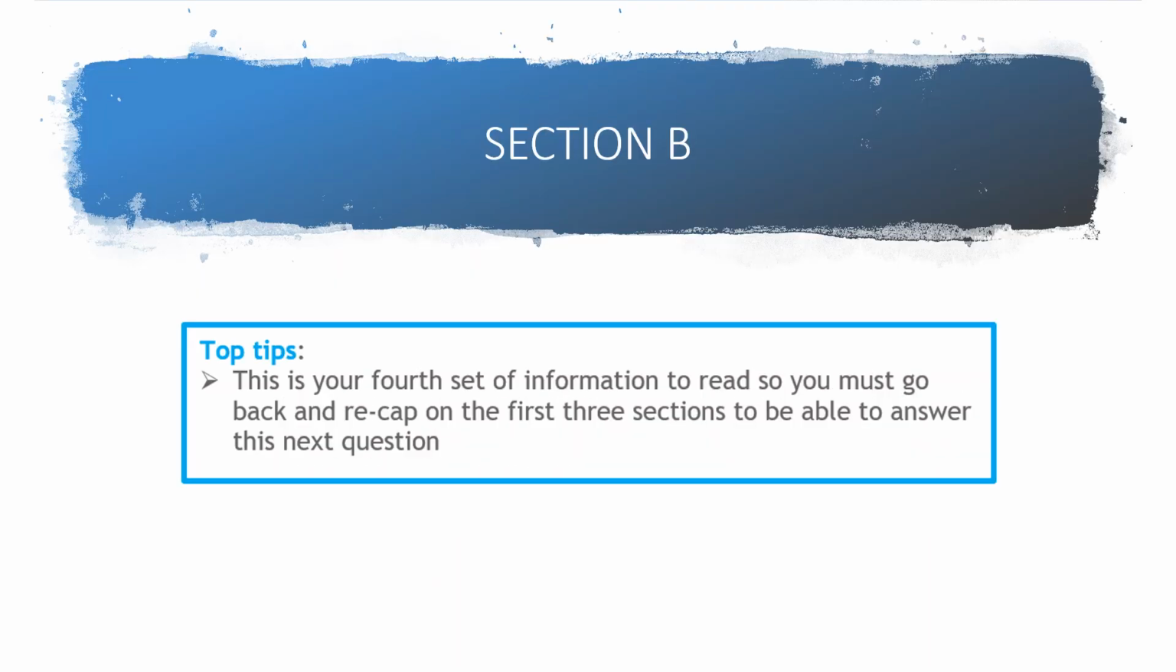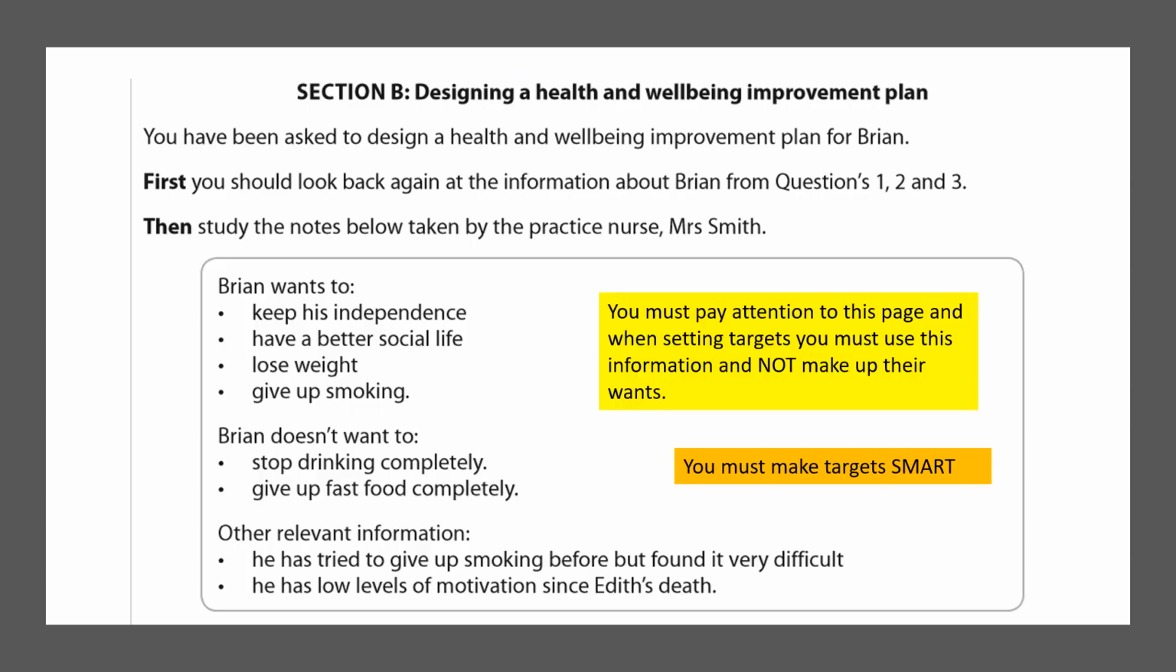We now move on to section B. This is the 4th set of information you will be given to read. So you must go back and recap on the first 3 sections to be able to answer this next question. Again, underlining is vital. Section B is about designing a health and wellbeing improvement plan. So you've got all the information previously from questions 1, 2 and 3. Then they will give you some more notes.